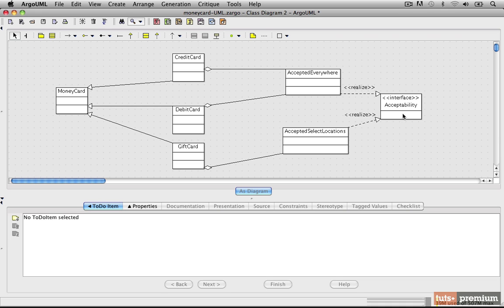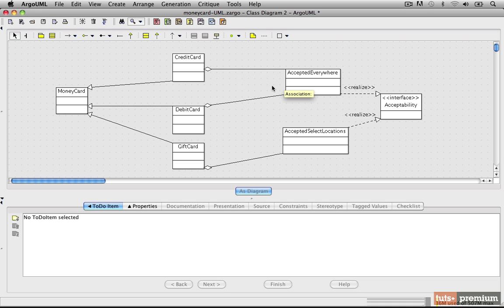Let's now move to the right side and take a look at our acceptability interface relationships. So we have our accepted everywhere class and our accepted select location class, and both of these implement the acceptability interface. Now this type of relationship is called a realization and is defined by using a dotted line and a triangle at the end pointing to the interface that the class is implementing. So you can draw this type of relationship using the realization tool right here.